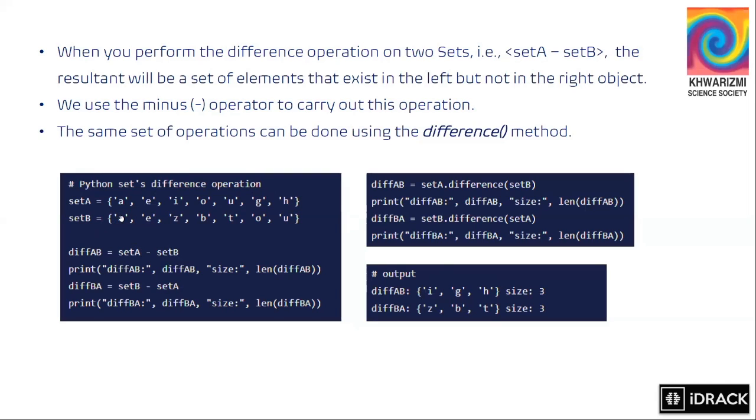Similarly, set B minus set A. It found an A, so it deleted that, an E, deleted that, an O, deleted that, and a U, deleted that. So what was left of set B was a Z, B, and a T. And again, you can display the size of whatever it was.